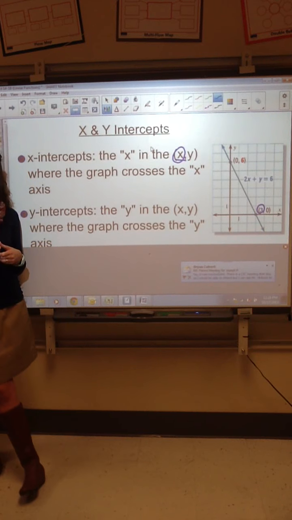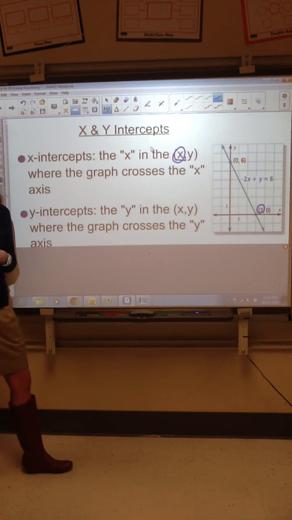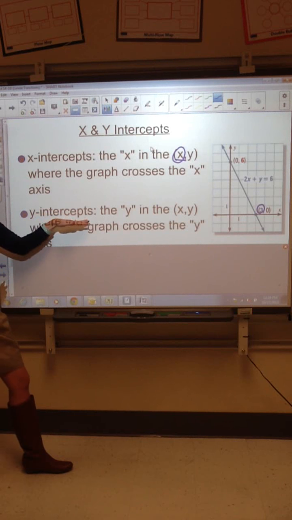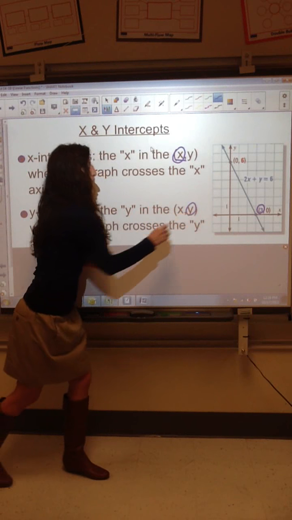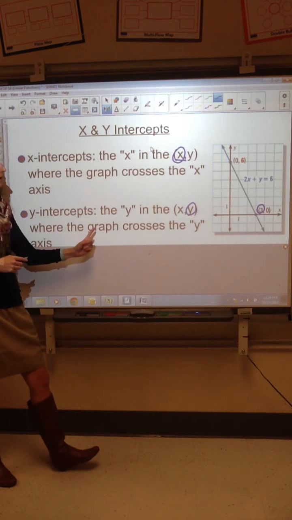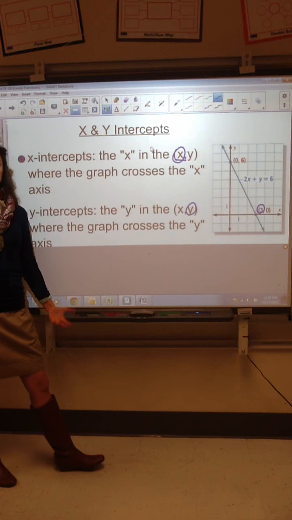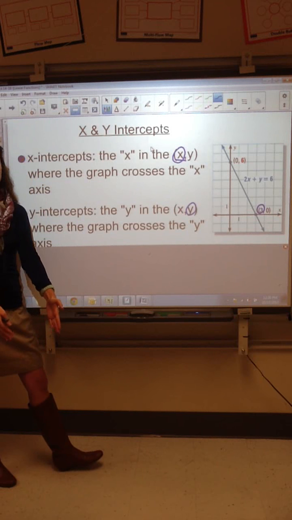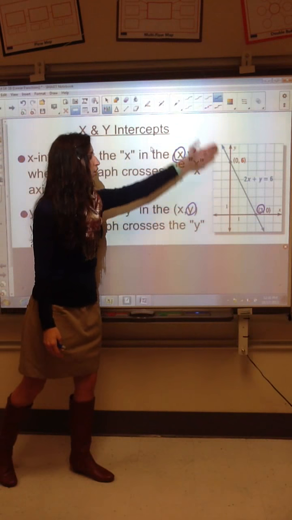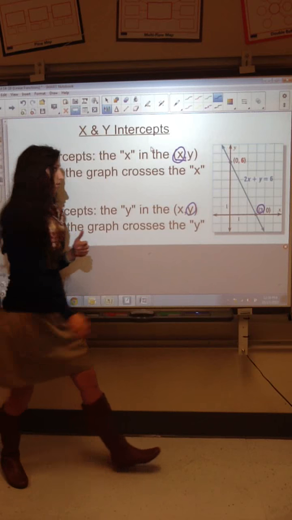Same thing for the y, only now we're talking about the y-axis. So everybody in your notes, go ahead and write down y-intercept. The y-intercept is the y part of the xy coordinate where the graph crosses the y-axis. So with your arms, show me. What is the y-axis? Up and down. So we're going to take a look at our graph. Where does the blue line cross the y-axis?